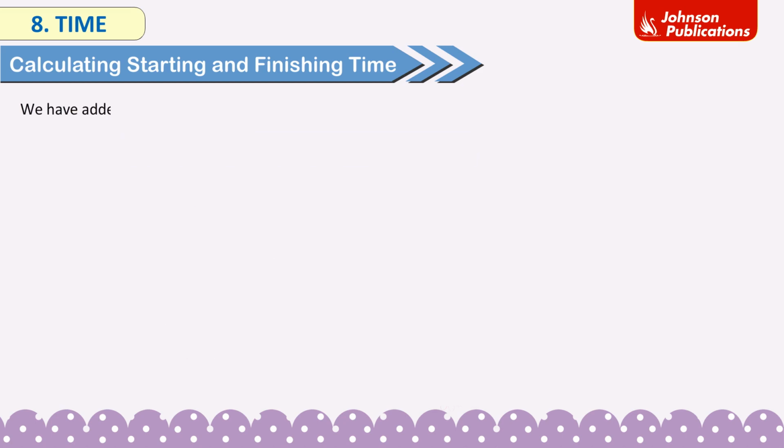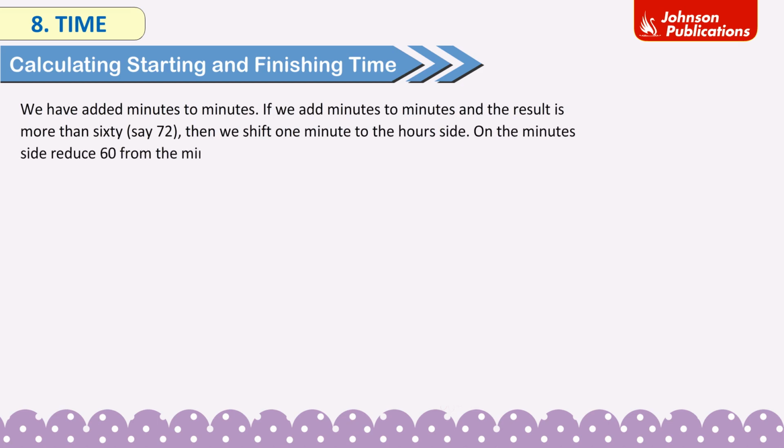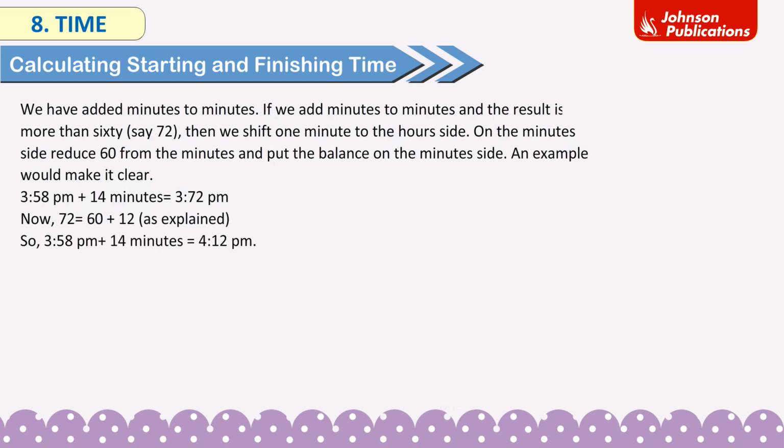Answer. We have added minutes to minutes. If we add minutes to minutes and the result is more than 60, say 72, then we shift 1 hour to the hours side. On the minutes side, reduce 60 from the minutes and put the balance on the minutes side. An example would make it clear. 3:58 p.m. plus 14 minutes equals 3:72 p.m. Now, 72 is equal to 60 plus 12 as explained. So, 3:58 p.m. plus 14 minutes is equal to 4:12 p.m.